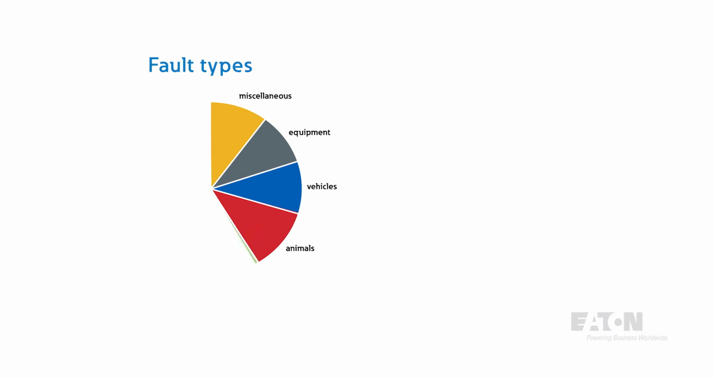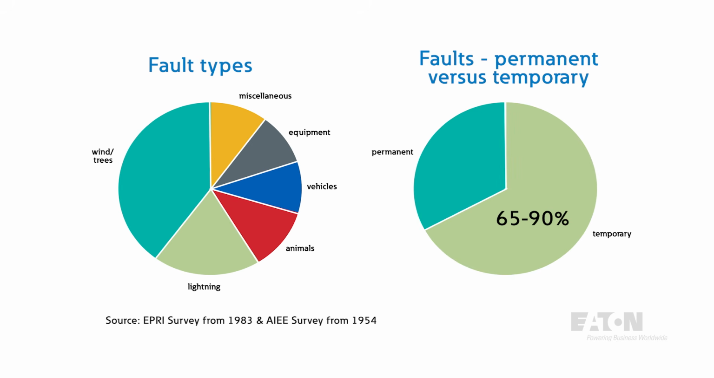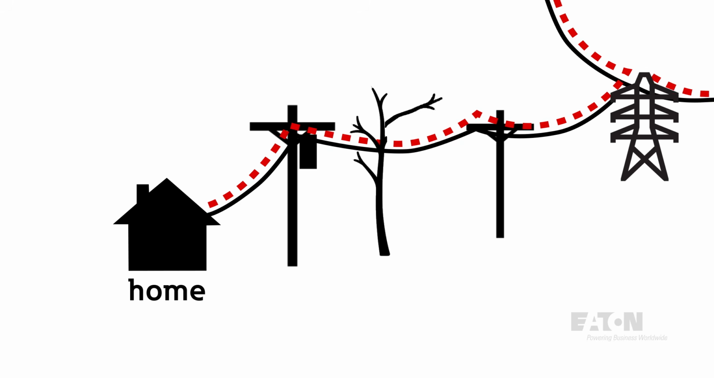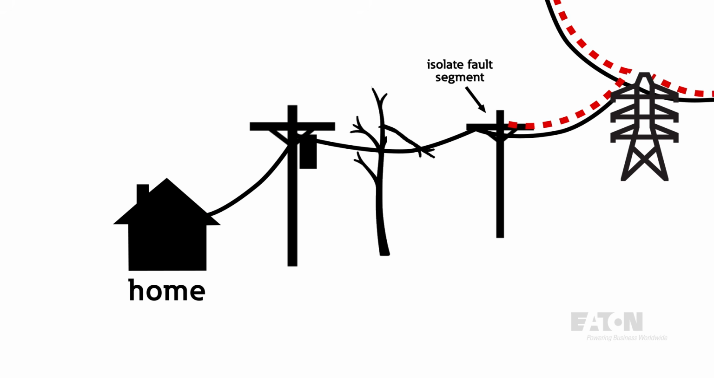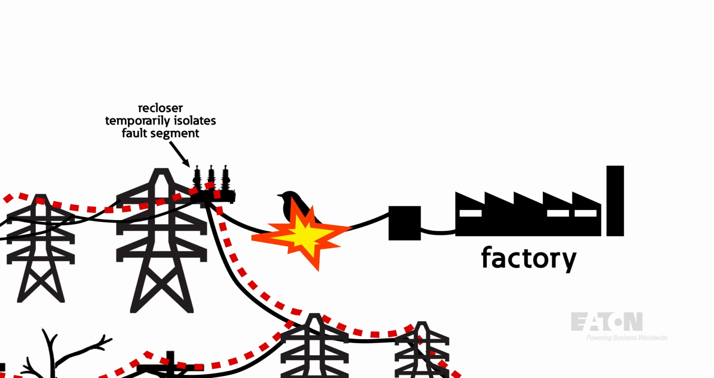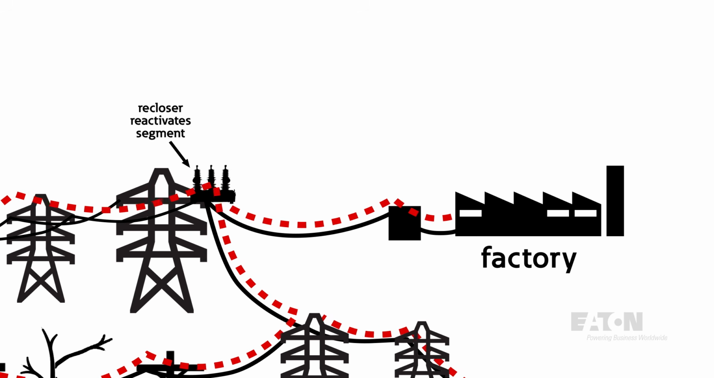Since most faults on overhead circuits are temporary, between 65 and 90%, our goal is to maintain high service continuity. We achieve this by isolating only the faulted segment when a permanent fault occurs, minimizing the impact on the rest of the system. For temporary faults, we rely on automatic reclosing, which gives the fault a chance to clear on its own, especially useful when brief outages are acceptable if it means avoiding a longer interruption.